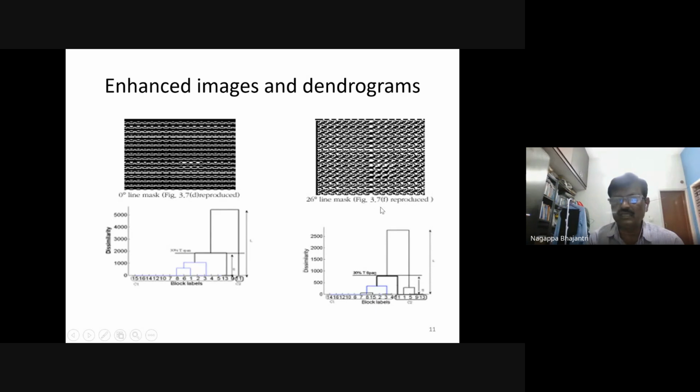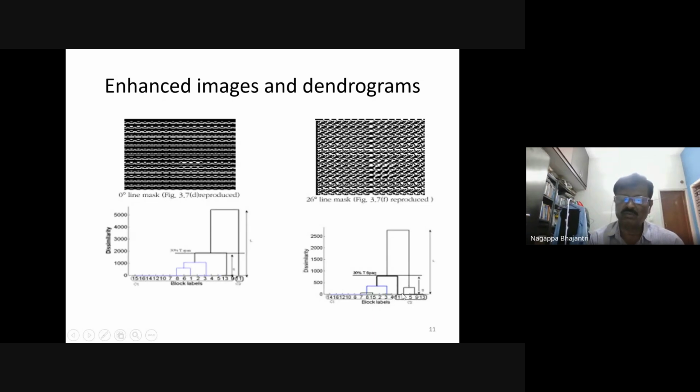Similarly, for the 26-degree line mask we can observe here that 11 forms a separate cluster, and 1, 5, 9, 15 form a separate cluster. Finally, we cut at a particular span of that dendrogram.